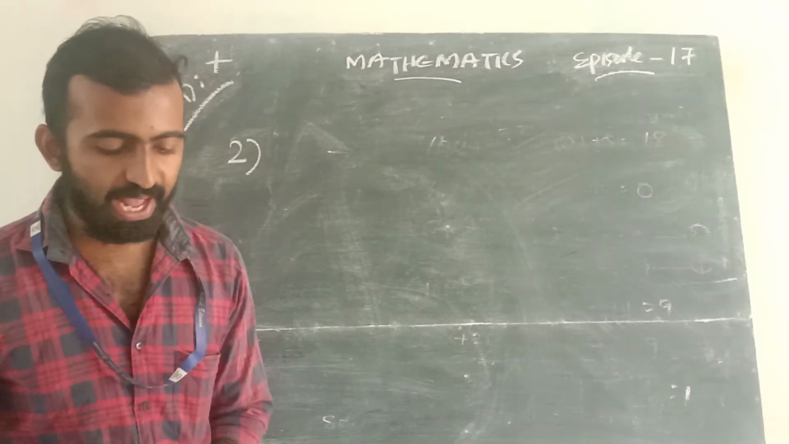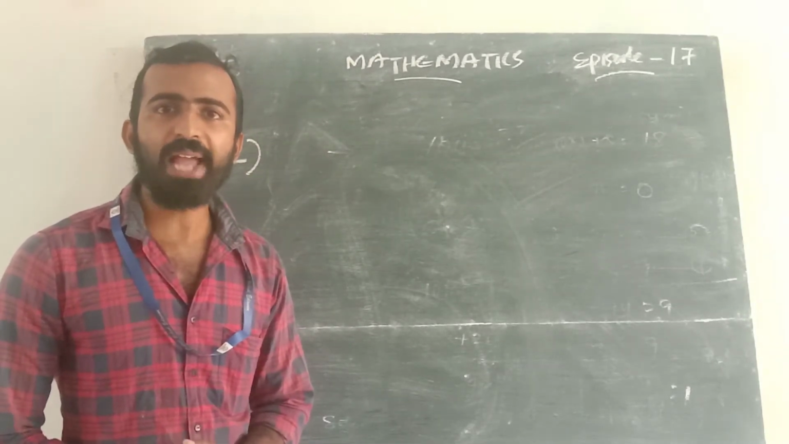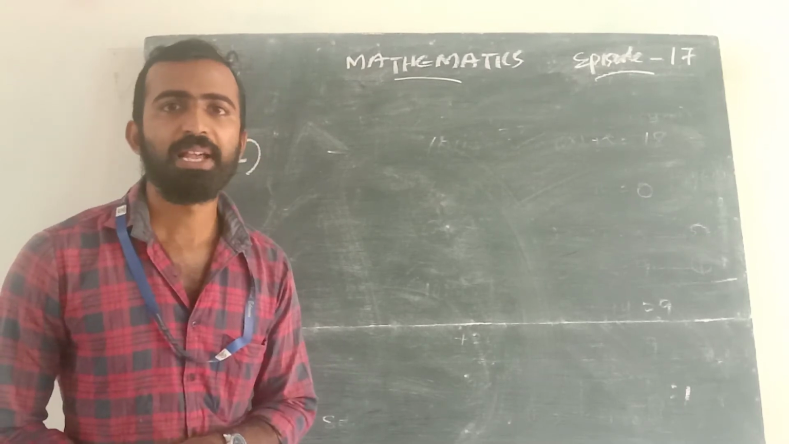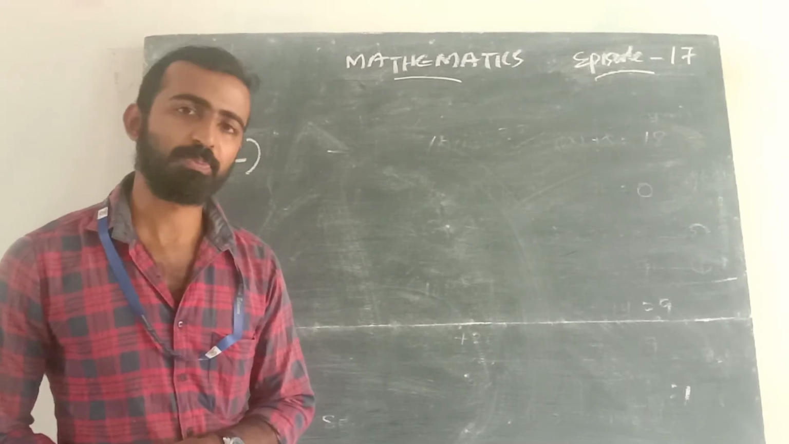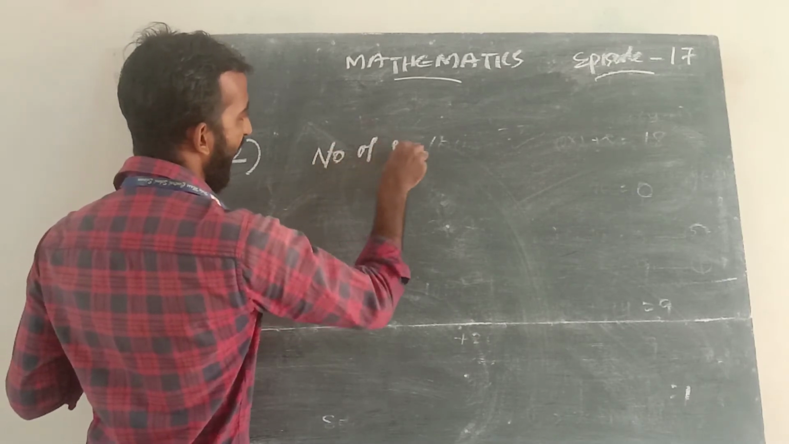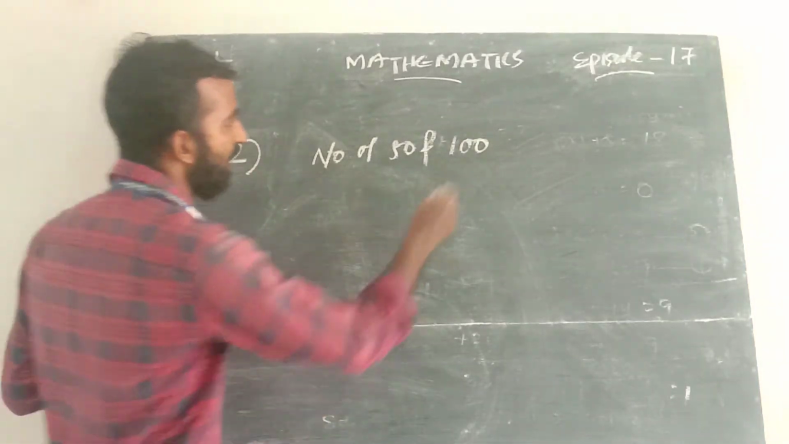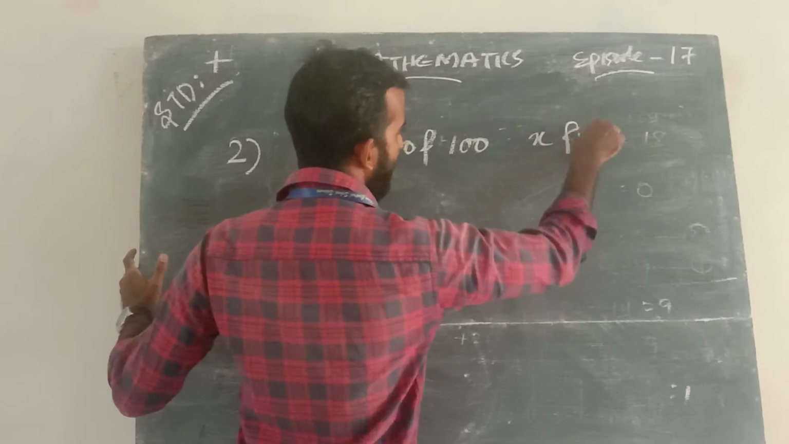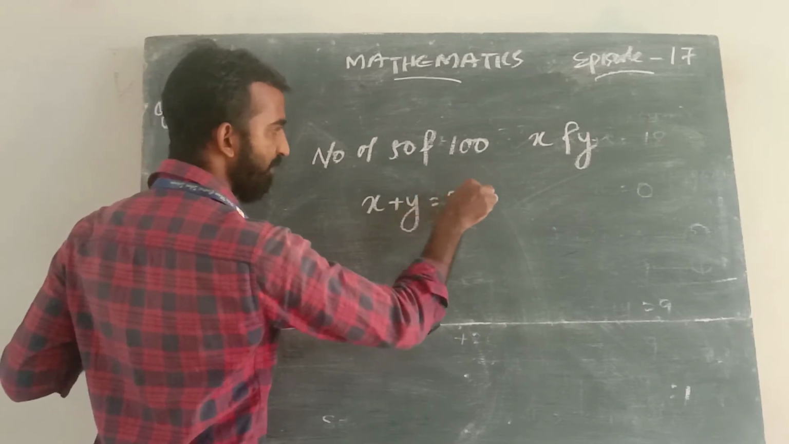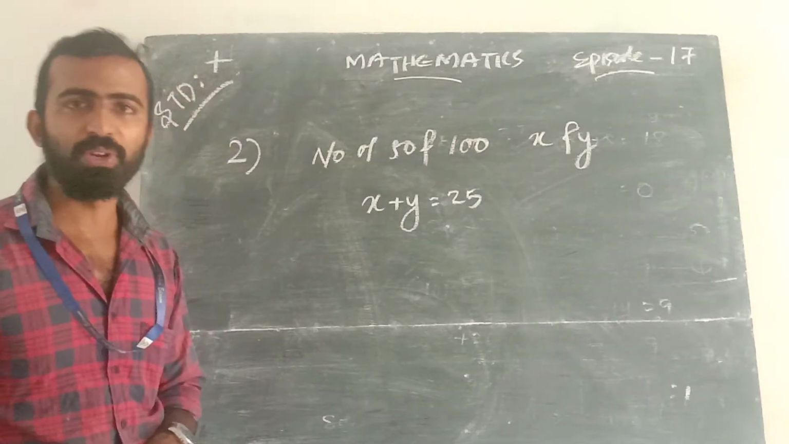Okay, let the number of 50 rupee and 100 rupee notes be x and y respectively. What is the total number of notes? 25. That is, the total number of 50 and 100 rupee notes is 25.